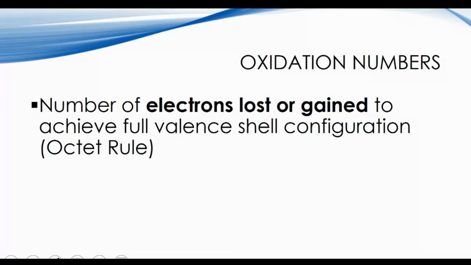In previous lessons, we have already learned about oxidation numbers, but it is good practice to go back and review that information. Remember that oxidation numbers are the number of electrons that are either lost or gained to achieve the full valence shell configuration that we call the octet rule. In a previous unit, we learned about the different trends and we looked at the numbers.